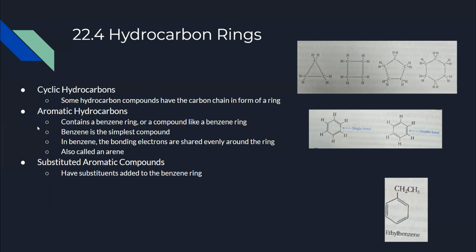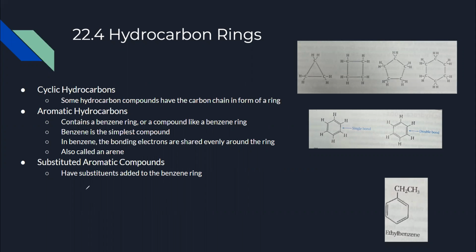And with benzene, the bonding electrons are shared evenly around the ring, with electrons being able to have a resonance structure, meaning that you can have the double bonds either between these two carbons or these two carbons. The double bonds can be anywhere, so all of them have the same strength. And so this also is called an arene.